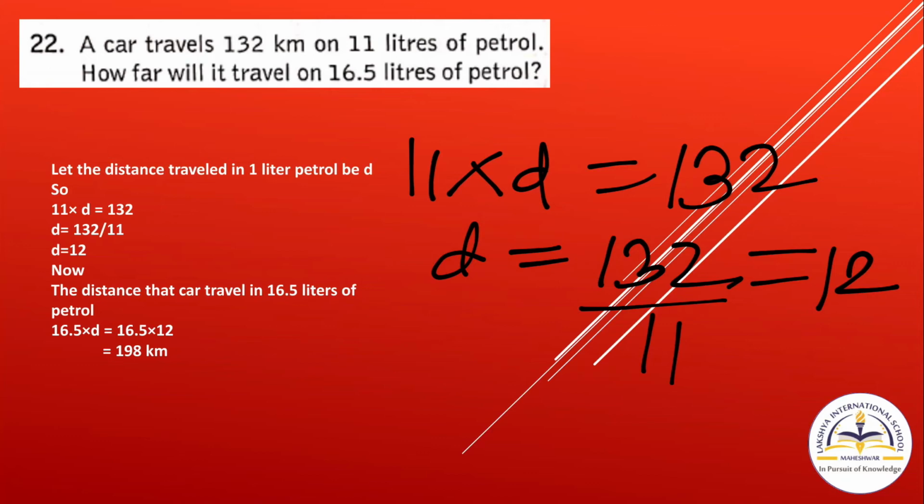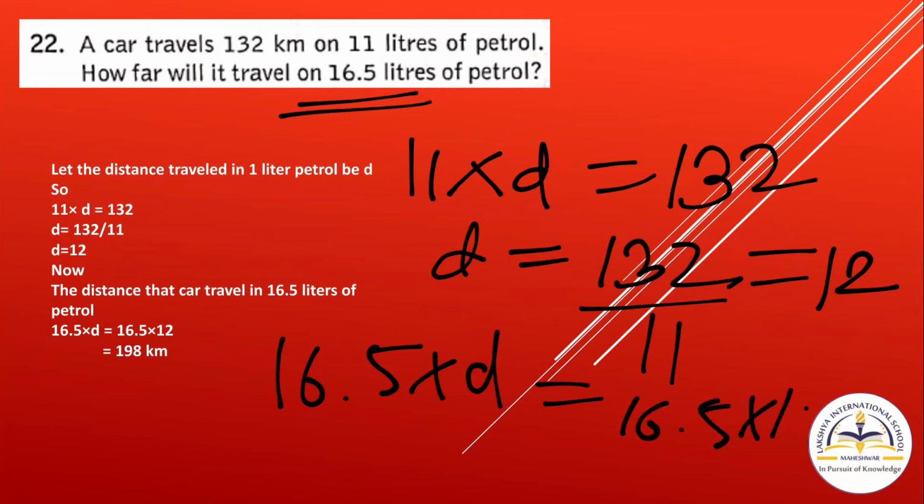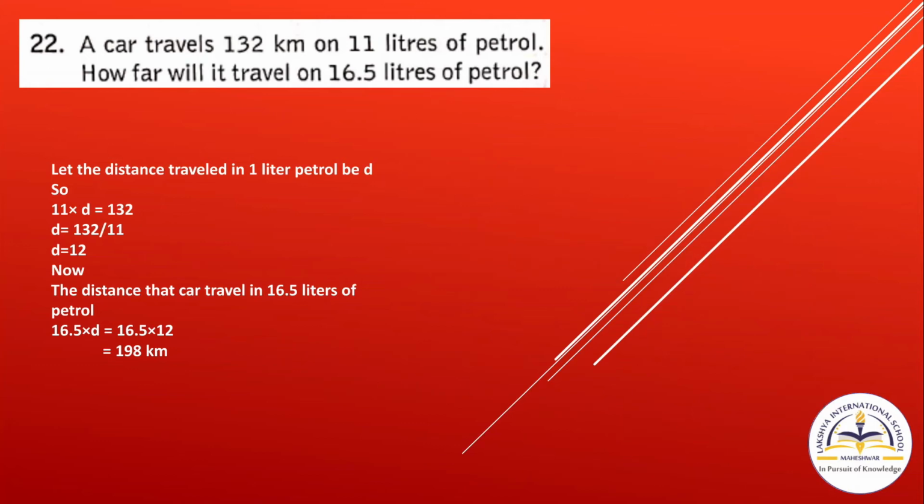Now the distance that the car travels in 16.5 liters of petrol is 16.5 multiplied by d. Now the value of d is 12. So 16.5 multiplied by 12. When you multiply that, you will get 198 kilometers.